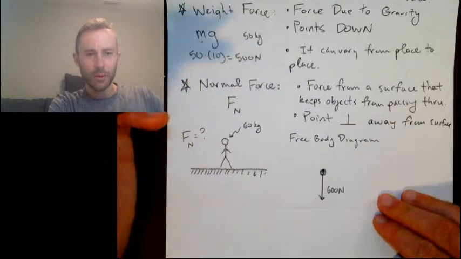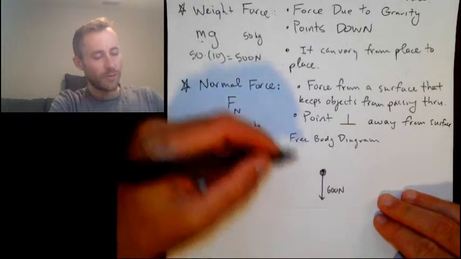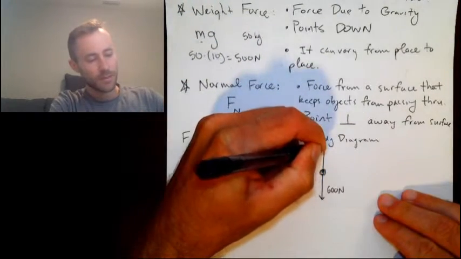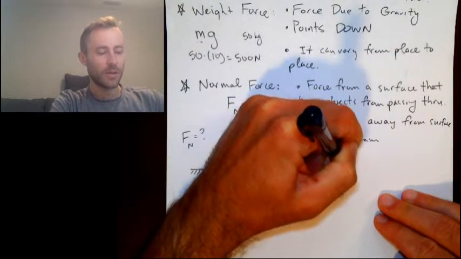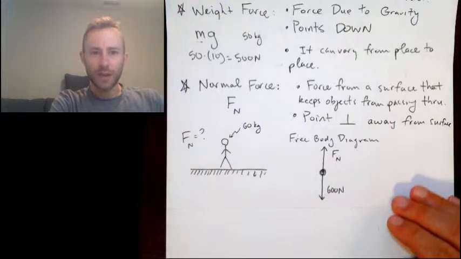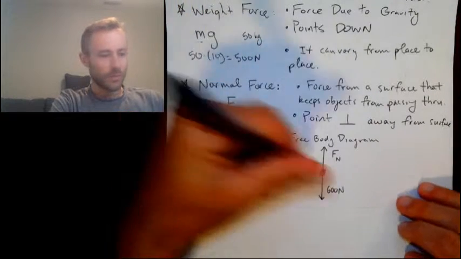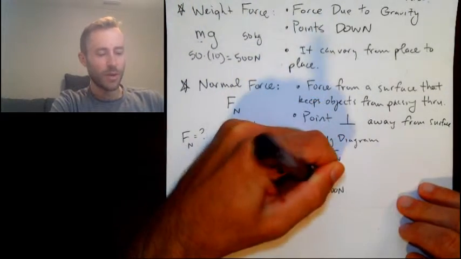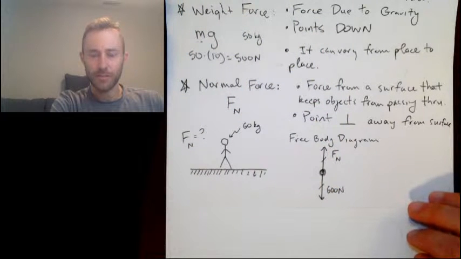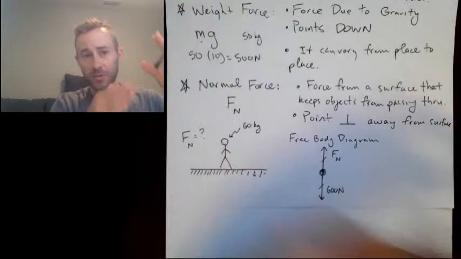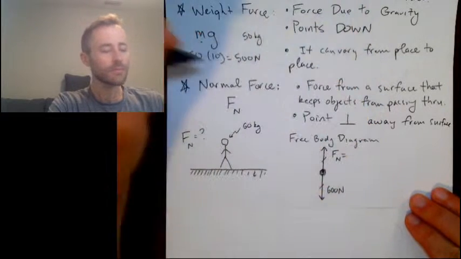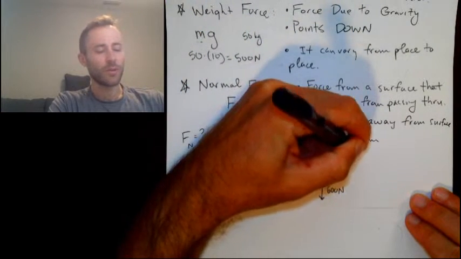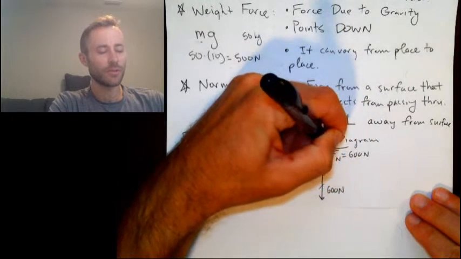The normal force points away from the surface, so that points upward, F sub n. Now it turns out that the normal force has to equal the weight force in this case in size. They're in opposite directions, but they're the same size. So in this case, the normal force would be equal to 600 newtons.